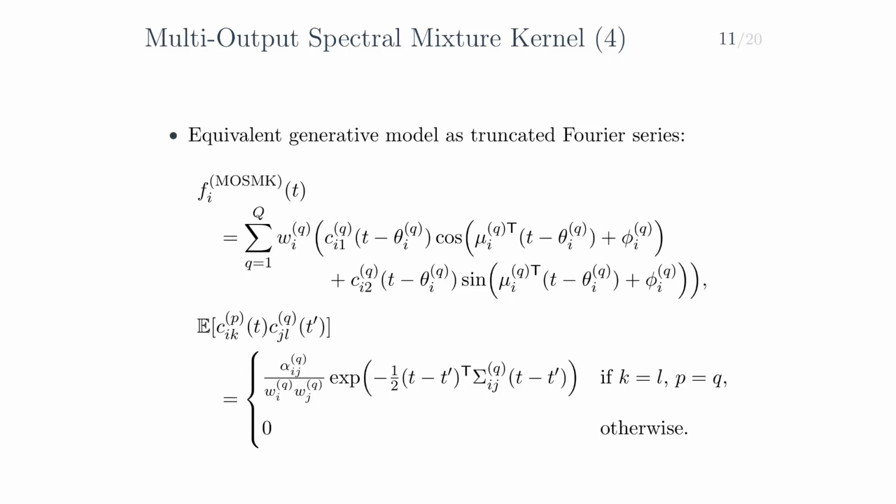The multi-output spectral mixture kernel, like the single output case, can also be alternatively interpreted through the lens of an equivalent generative model, which again is of the form of a truncated Fourier series. In particular, it models the i-th output as a sum of Q components, where every component has a weight, and is of the form of a linear combination of a cosine and a sine with frequency mu_q,i, where these mu's are again the centers of the Gaussian bumps that the PSD is made out of, and where the coefficients of the cosine and the sine again vary with time. Unlike the single output case, in the multi-output case, every output i has its own unique time delay and phase shift.